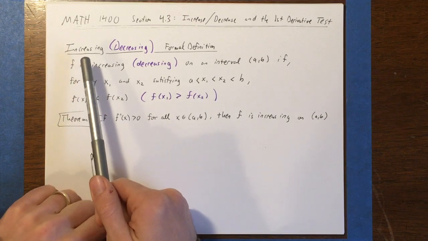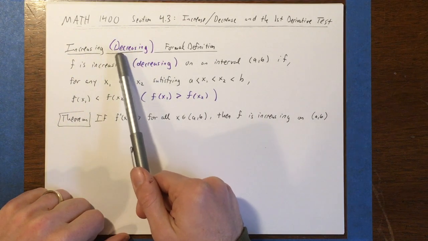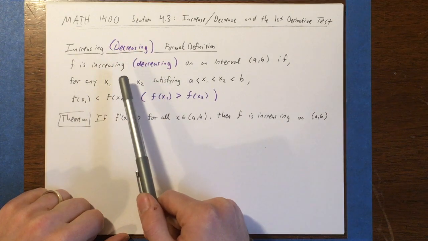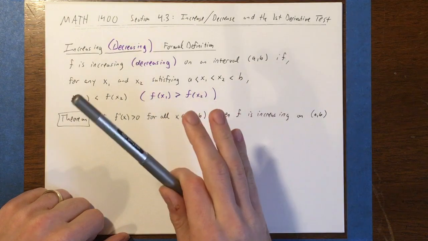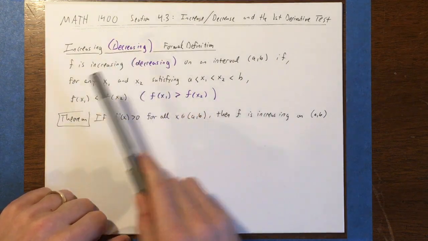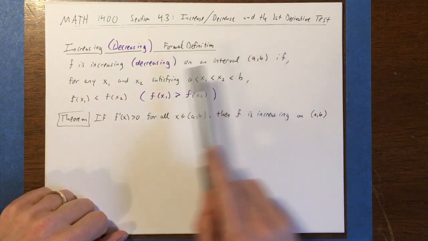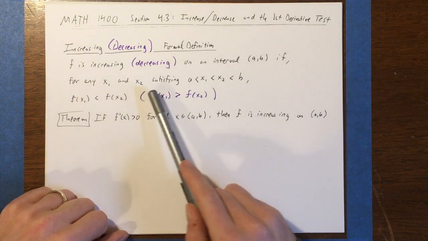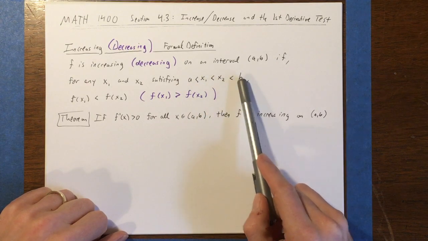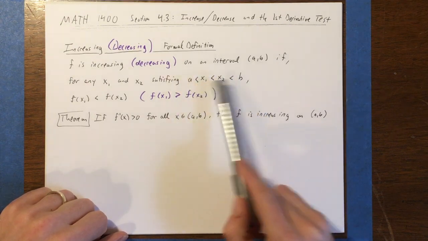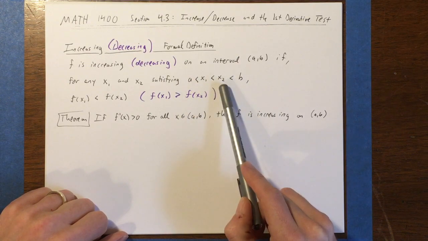We'll look at this: increasing or decreasing. So decreasing is parenthetical in purple here. It says f is increasing. Let's ignore the purple for the moment, and then we'll come back and look at that. It says f is increasing on an interval a to b if for any x1 and x2 satisfying a is less than x1, which is less than x2, which is less than b. So basically x1 and x2 are between a and b, and they're in order with x1 less than x2. Okay, so they come in that order.